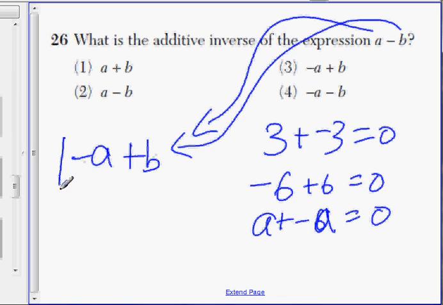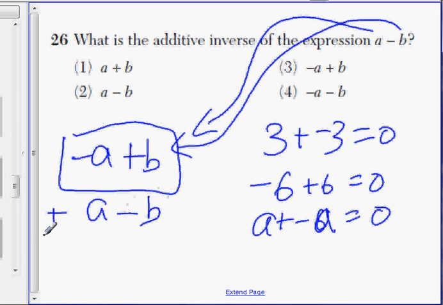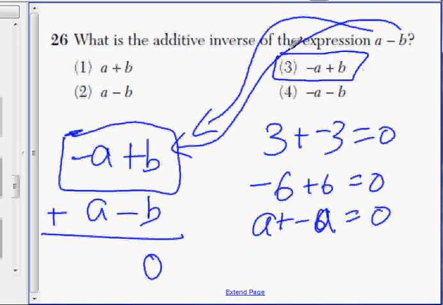And guess what? This is my additive inverse. If I add this to the original, a minus b, I will get 0. Everything else will add up to be 0. So my additive inverse is just the opposite. It's going to be negative a plus b. Choice 3.